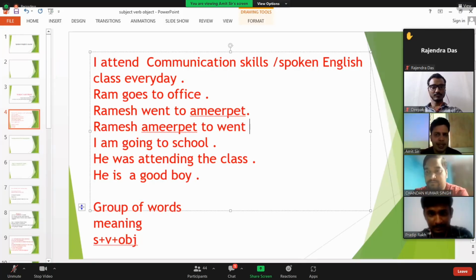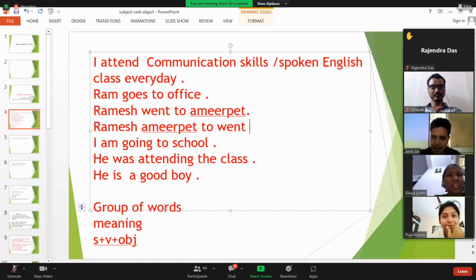The moment you translate, you'll get the exact thing what I have written. Ramesh Amirpet went. Is it right? No. Ramesh Amirpet to went. No, sir, wrong. And if you go with the translation, you'll get the same thing. Getting the point?